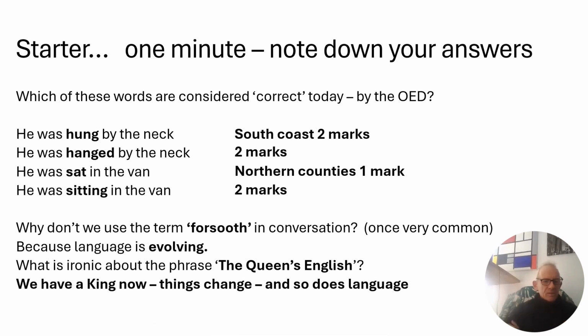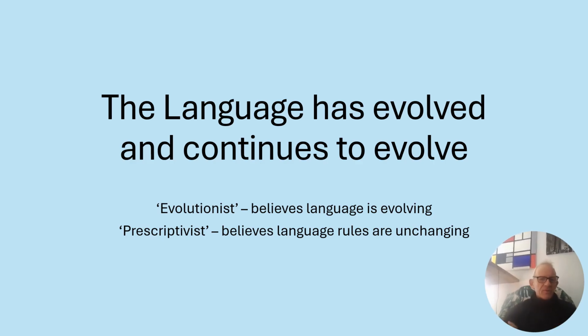So, what is ironic about the phrase "the Queen's English"? Where we have a king now, things change, and so does language. Okay, move on. The language has evolved and continues to evolve. If you're an evolutionist, you believe a language is evolving. However, we have teachers who are prescriptivist because one could claim that certain rules need to be laid down even though they are changing all the time. Like we want to see apostrophes even though they didn't exist in Shakespeare's time, but now we do.